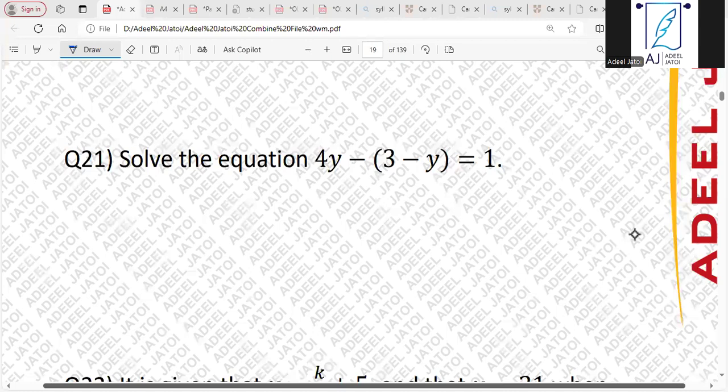So question number 21, what do we have is 4y. Now this negative sign is outside the bracket. So considering this, this negative sign will be multiplied by 3, right? And then this negative sign will be multiplied with negative y. So the signs will change eventually. So what we will have is 4y, minus into 3 will be negative 3. And this negative with negative y will be positive y. And we'll have 1 on the right hand side.